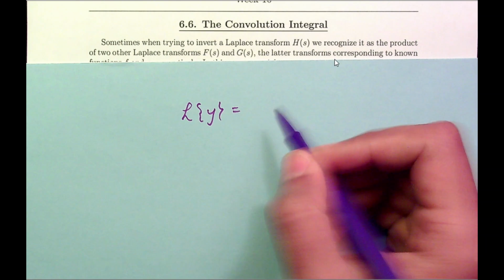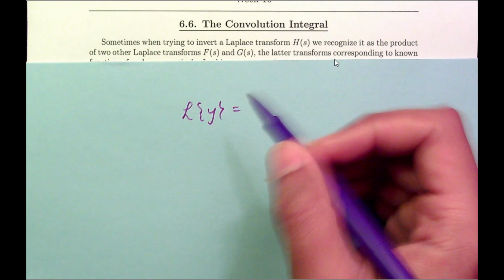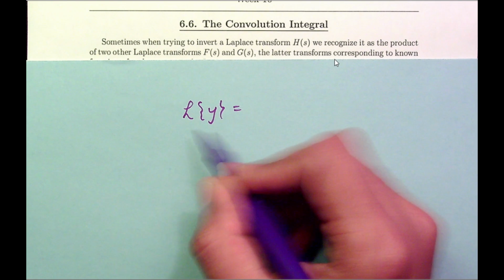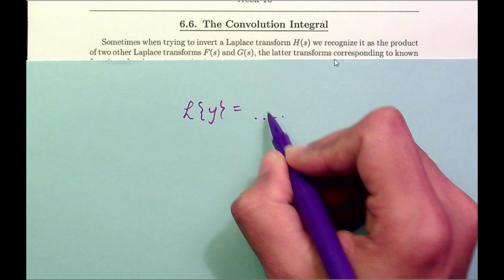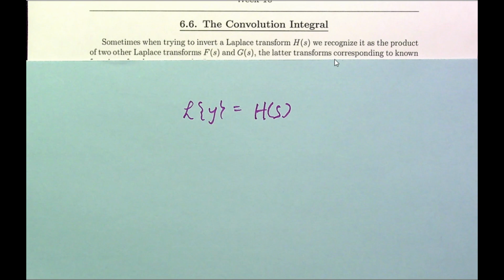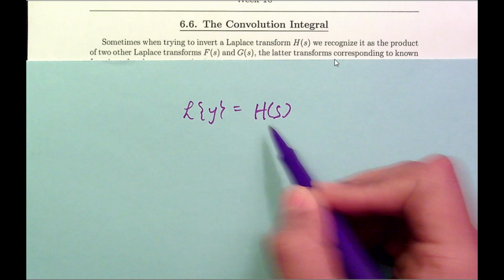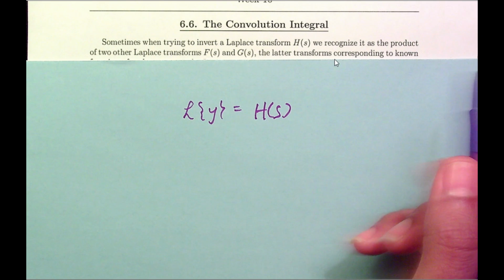So the Laplace transform of y, which is what we're looking for, right? Y is the solution of our differential equation. Towards the end, let's say at some point we get the Laplace transform of y equals something, let's say h of s. So some expression in terms of s, some function of s. And we would like to invert this to figure out what y is, right?